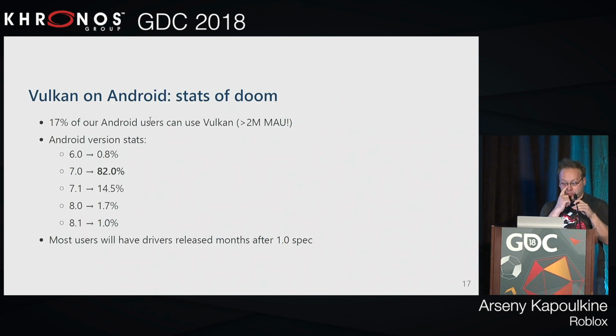The bad news is that almost all of these users come from Android 7.0, which is when the Vulkan support became official. You see 6.0 users as well. I think this is mostly Samsung devices that support Vulkan on Android 6. So 7.0, conveniently, shipped a few months after the Vulkan 1.0 spec became public. So we are dealing with early drivers here.